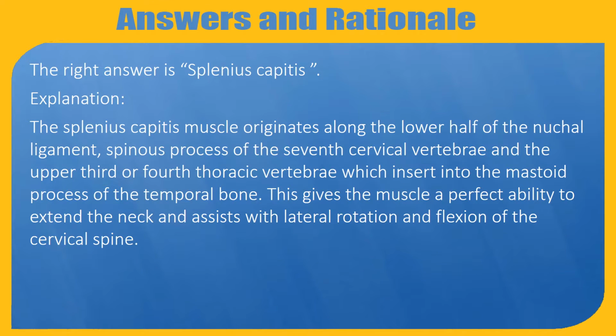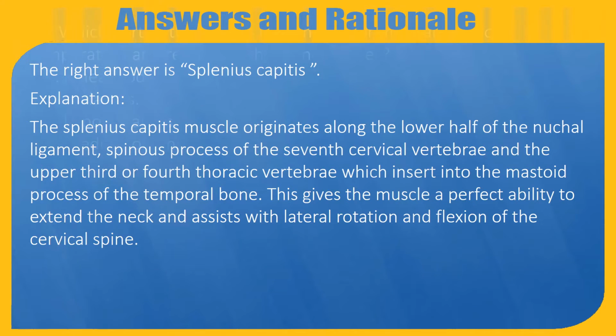Explanation: the Splenius capitis muscle originates along the lower half of the nuchal ligament, the spinous process of the 7th cervical vertebra and the upper 3rd or 4th thoracic vertebrae, and inserts into the mastoid process of the temporal bone. This gives the muscle a perfect ability to extend the neck and assists with lateral rotation and flexion of the cervical spine.